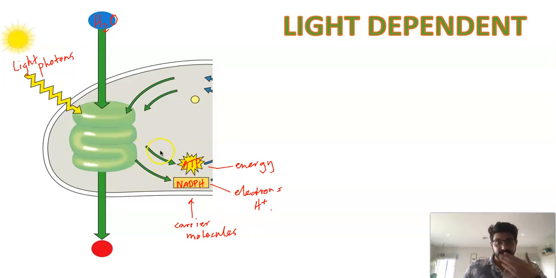These guys here, that's their job. They're going to carry these over to the next reaction. And this is the important part of the light-dependent reaction. This is what we're getting out of it, the ATP and the NADPH. The byproduct, of course, being created down here is our oxygen molecule.